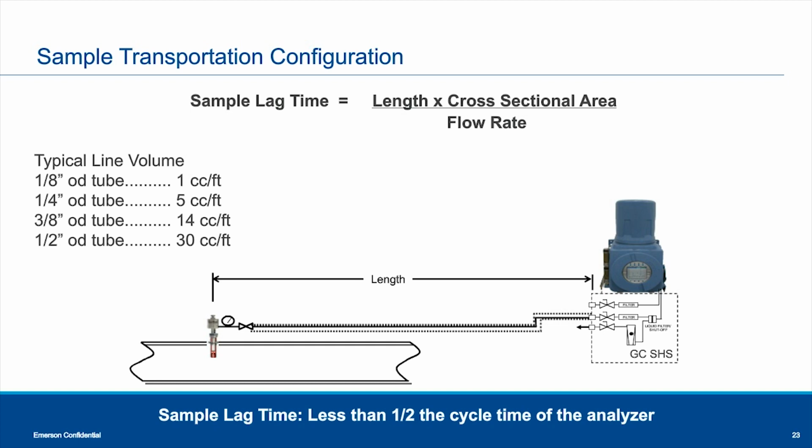You see the equation here: length times cross-sectional area divided by flow rate. So this goes back to what we talked about. Keep your probe as close to the GC as possible because that affects the length. We talked about having the smallest internal volume. That's the cross-sectional area, not only for absorption area, but again, it affects the volume of the sample going through there. And then the flow rate.